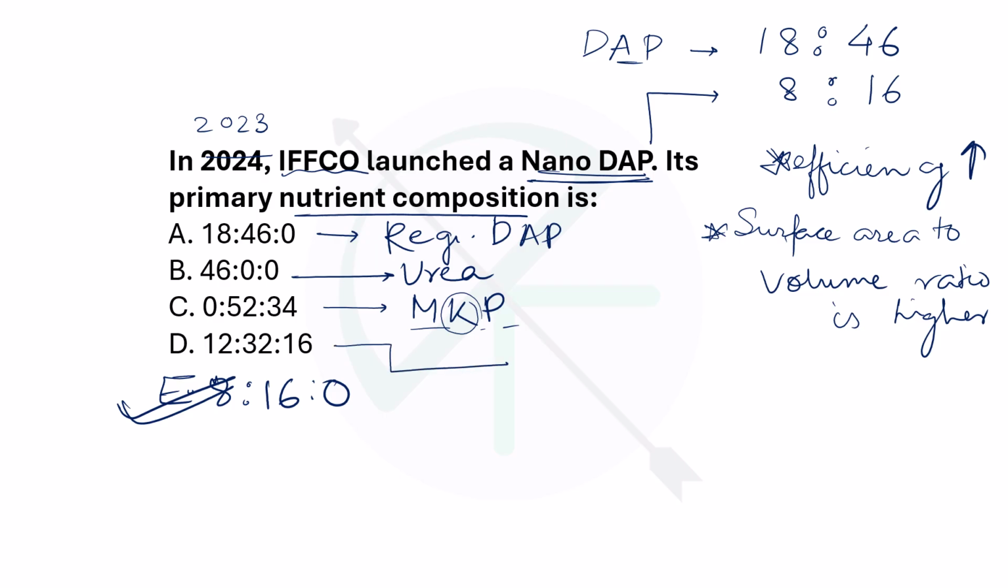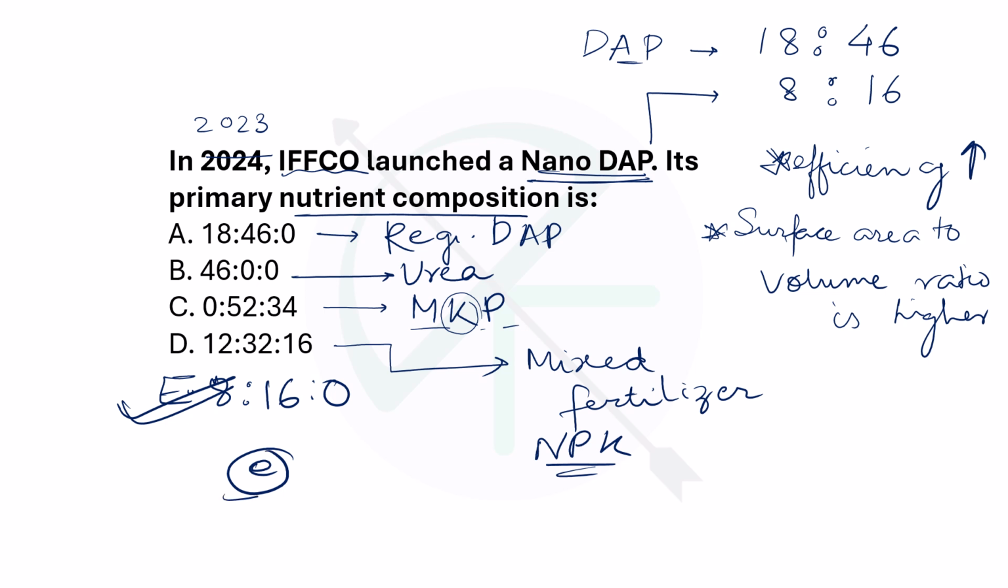And what is this? It is a mixed fertilizer. It has no such name. It's a mixed fertilizer that different companies sell under different trade names. It's mainly called NPK. So option number E is the right answer here. 8 is to 16 and all the rest of them I told you.